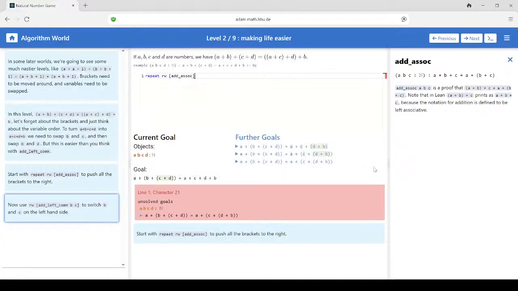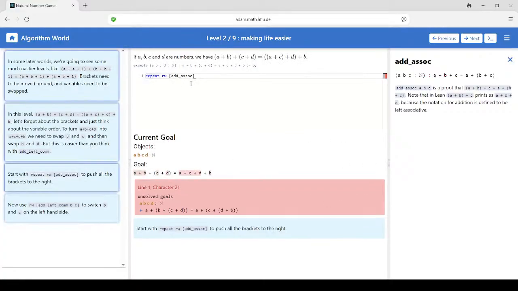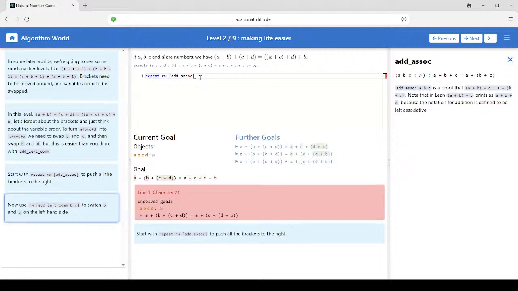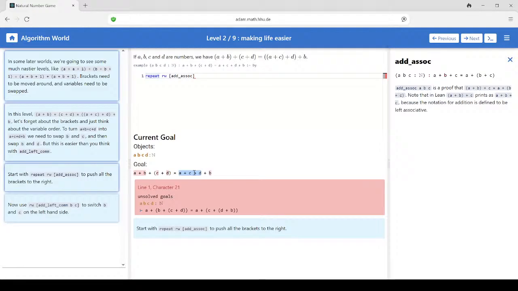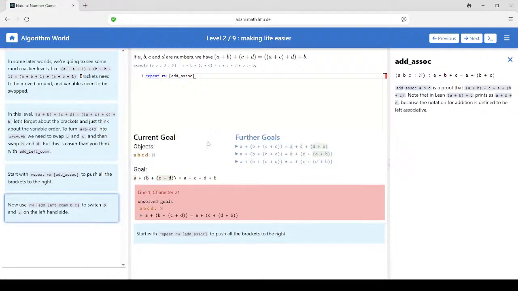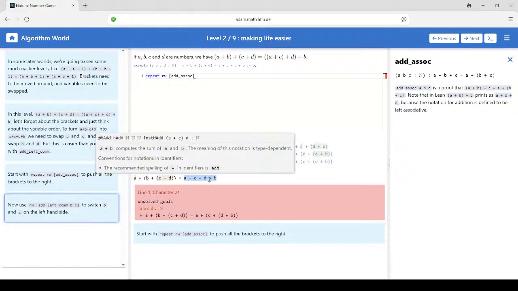Oh. And then it didn't do anything to the other side. a plus c plus d plus b is still a plus c plus d plus b.